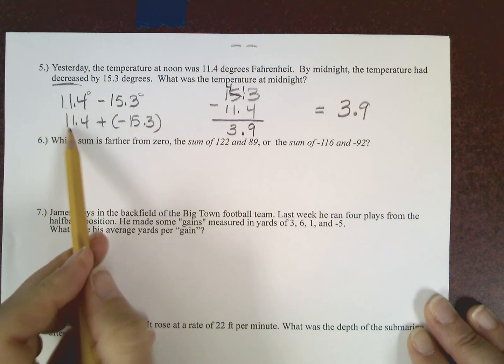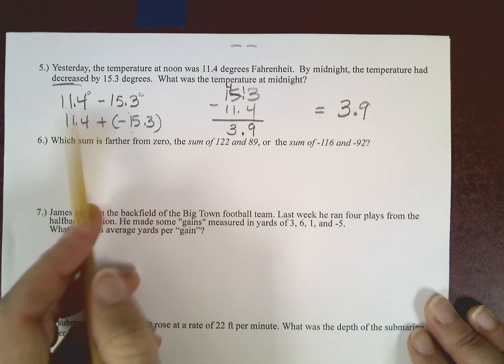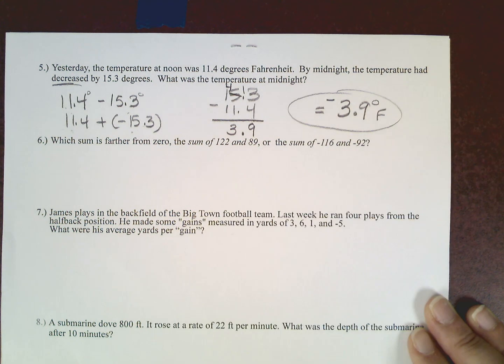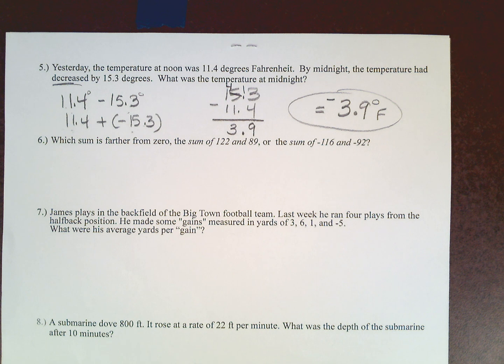But then I need to come back and say, do I have more positives or more negatives? Well, I was taking away more than I had. So negative 3.9 degrees Fahrenheit. Let's take a look at number 6.